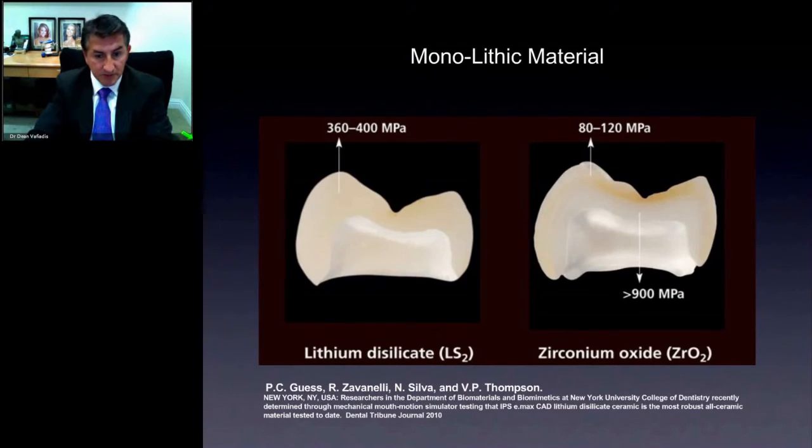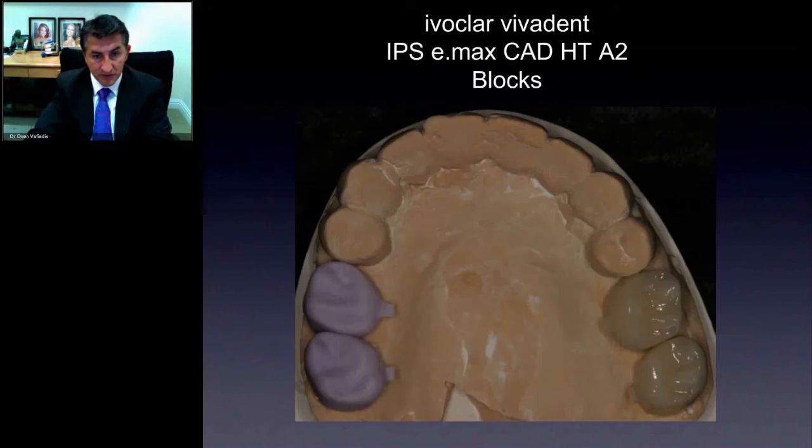The research was done by the people at NYU, Guess, Zavanelli, Thompson. All did some great analysis of the lithium disilicate compared to the porcelain zirconia. And of course, we know that the weak link is right here. The weak link is from the aluminous oxide to the porcelain. That's where the cracks happen. On a monolithic block, nothing's going to break. Even though this megapascals is less than the zirconia, we know that this is not going to break from all the studies that were done.